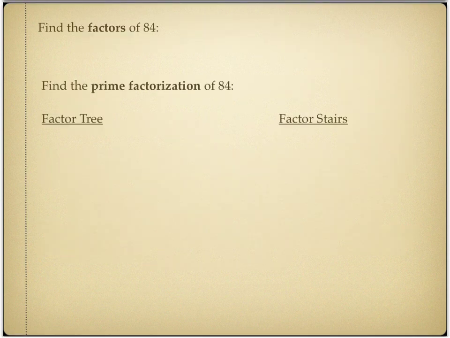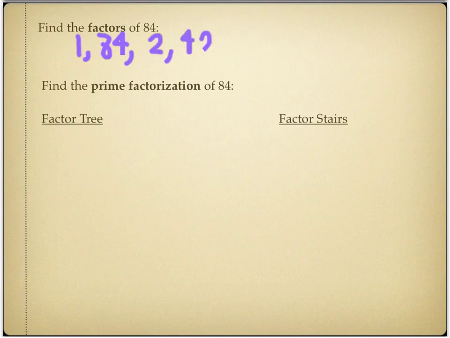All right, just some examples here of how this works. Let's see if we could find the factors of 84. And we'll just kind of list them. Certainly 1 times 84 is 84. And 2 times 42. Actually, 84 can be divided by 3. And it's going to be 3 times what?